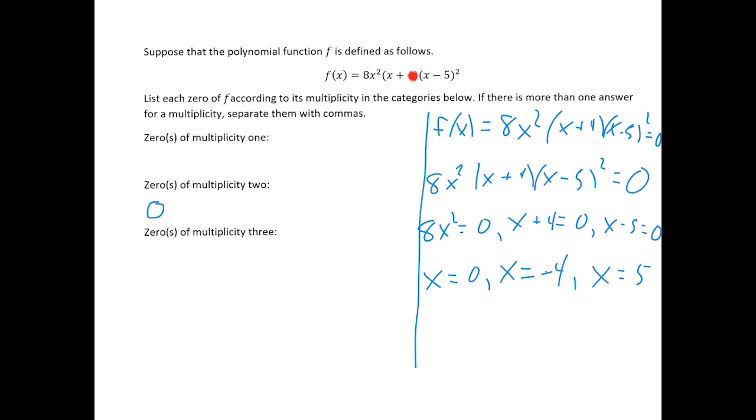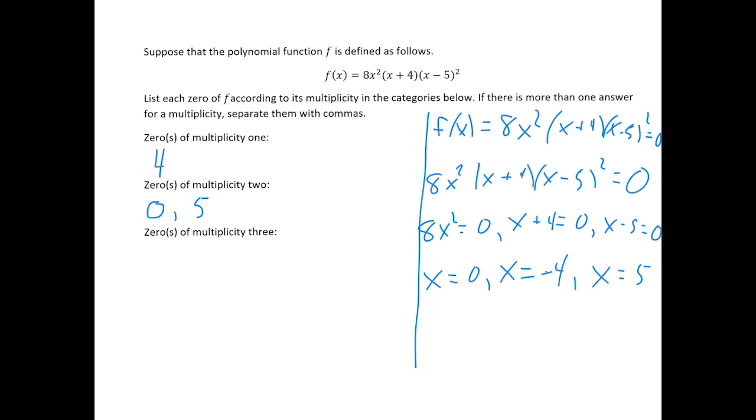Now, this x minus 5 squared, this x minus 5, the 0 I get from that, which is 5, is raised to the second power. That also has multiplicity 2. So I'll put a 5 right there. But this x plus 4, which gives me the 0 negative 4, this is raised to the first power. So that has multiplicity 1. So that's a 4.